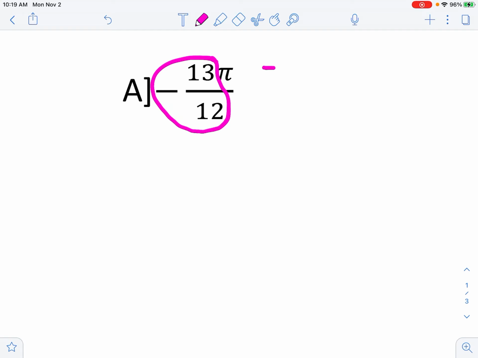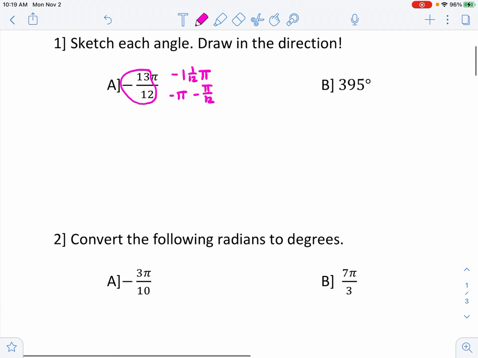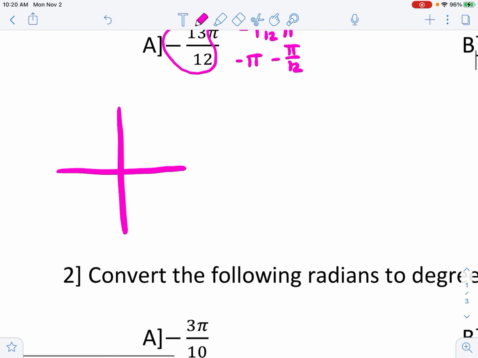So negative 13 over 12 is an improper fraction. Let's turn it into a mixed number. That's negative 1 and 1/12. Don't forget the pi now. So this is like going negative pi and then negative 1/12 of a pi, or pi over 12 more. So think of it that way.